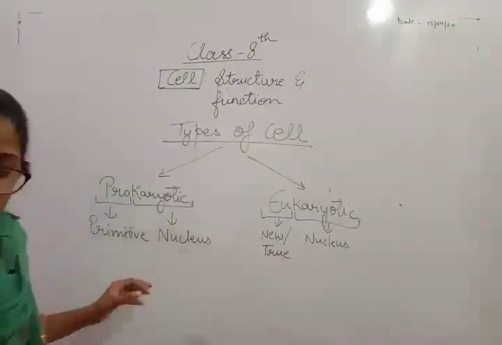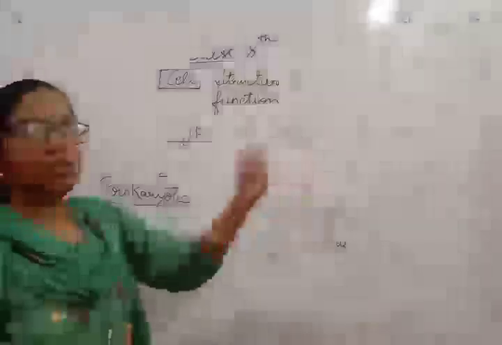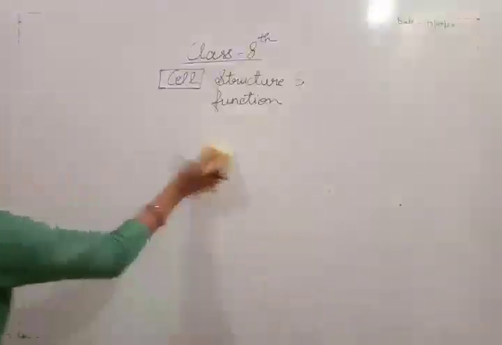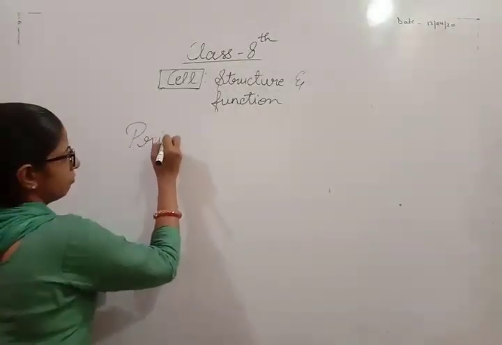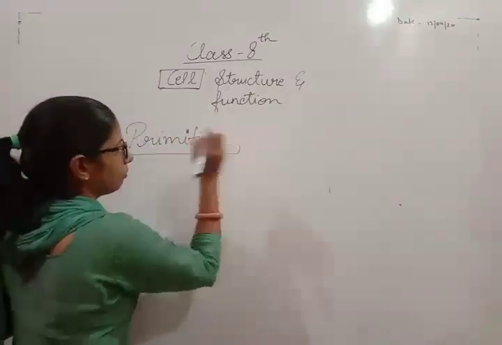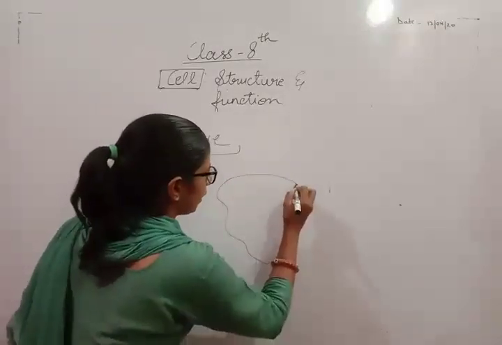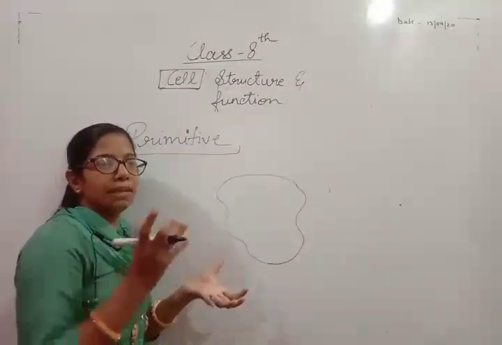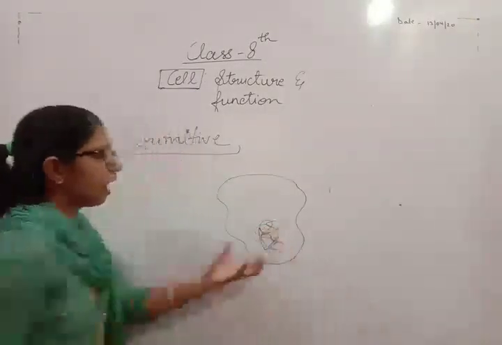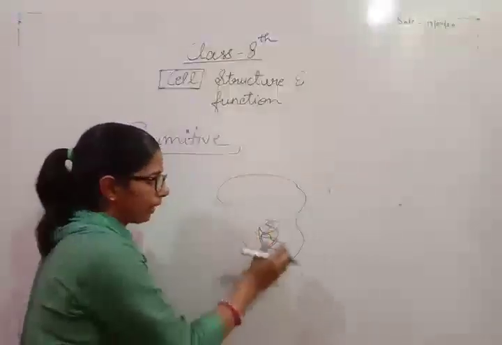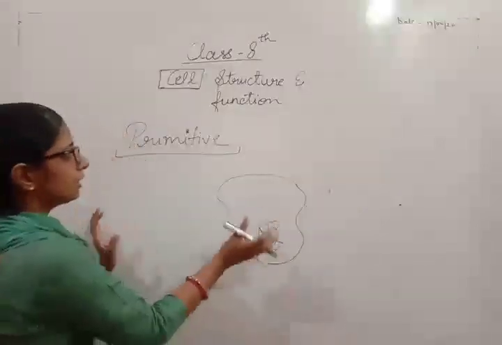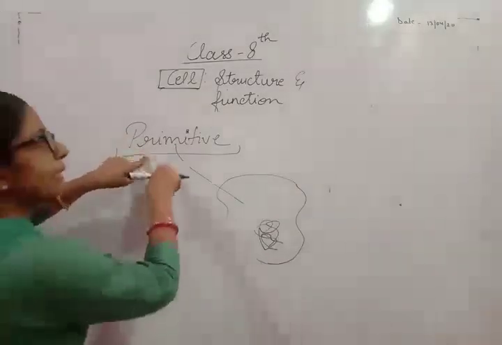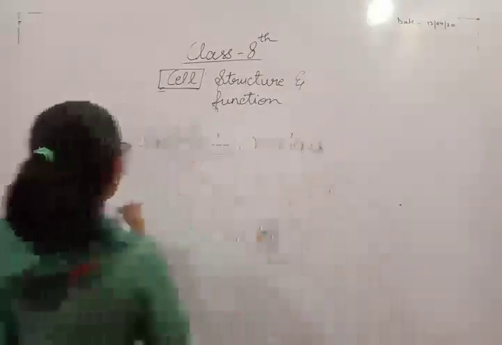And now everyone must be thinking, what is primitive nucleus and what is new or true nucleus, right? So what is primitive? Suppose this is a cell, okay, and nucleus means where our genetic material is. It lies in an unorganized way, without any protection, at some corner of a cell. That type of nucleus is known as primitive nucleus, and the cells which have this primitive type of nucleus are known as prokaryotic cells.